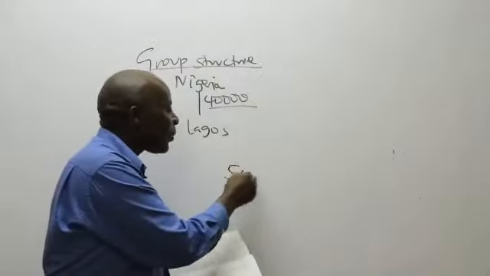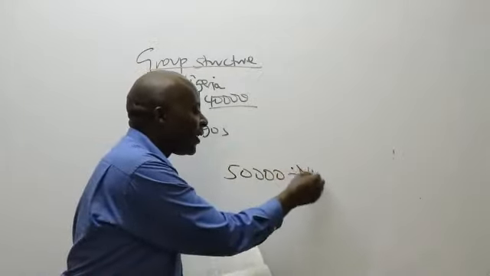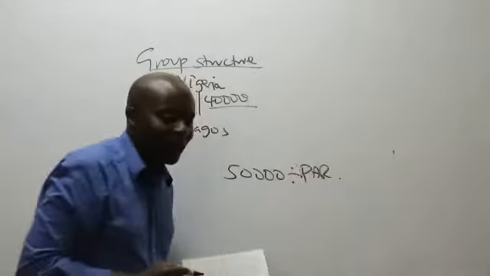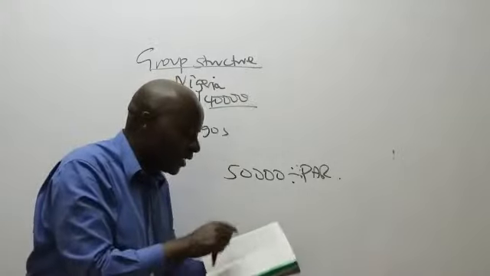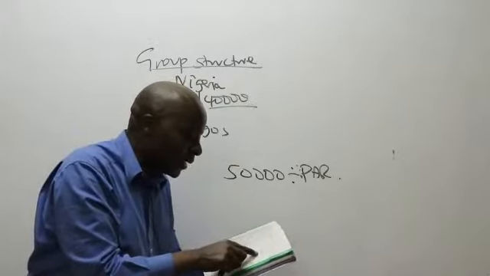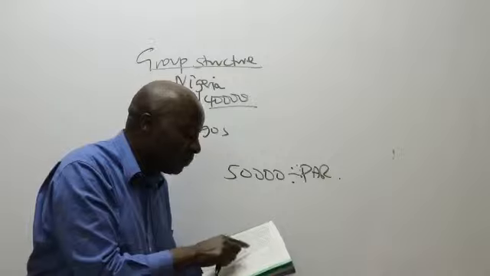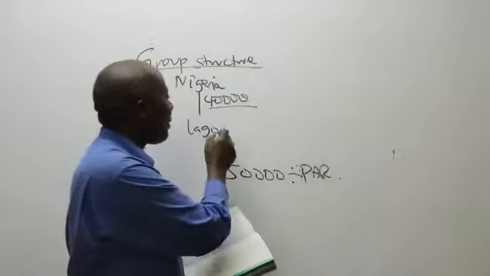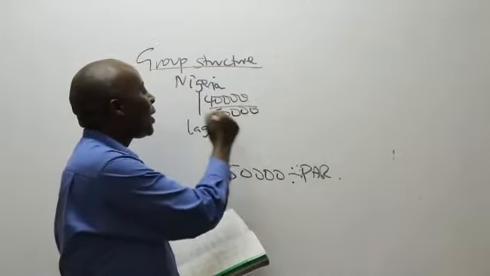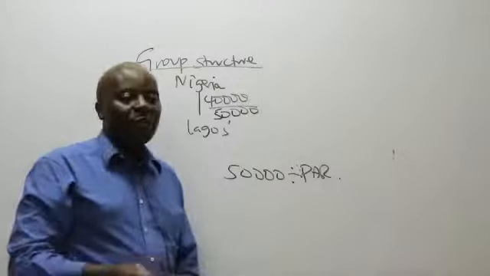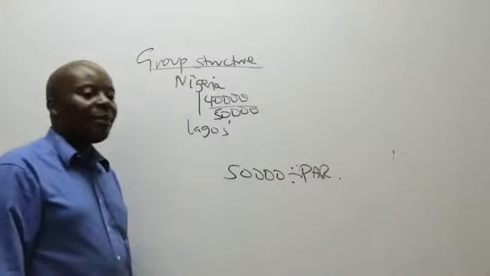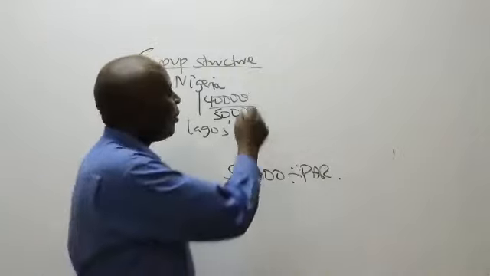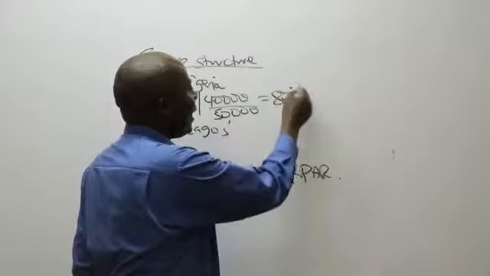I will go to the share capital of Lagos and divide by the par value. Share capital of Lagos is 50,000. The par value is DN 1. So the number of ordinary shares of Lagos is 50,000. So what is 40,000 divided by 50,000 times 100%? It comes to 80%.